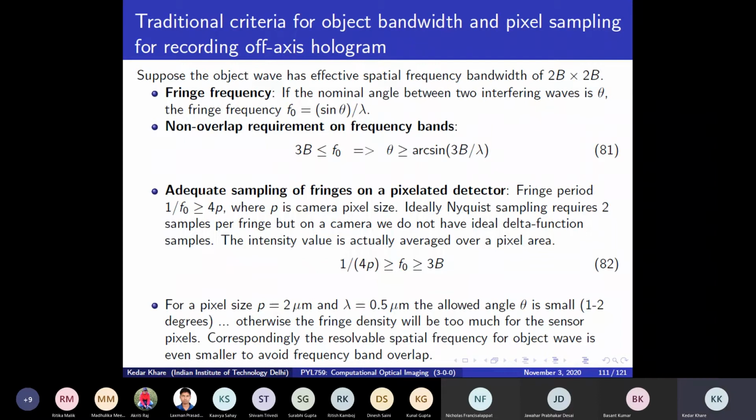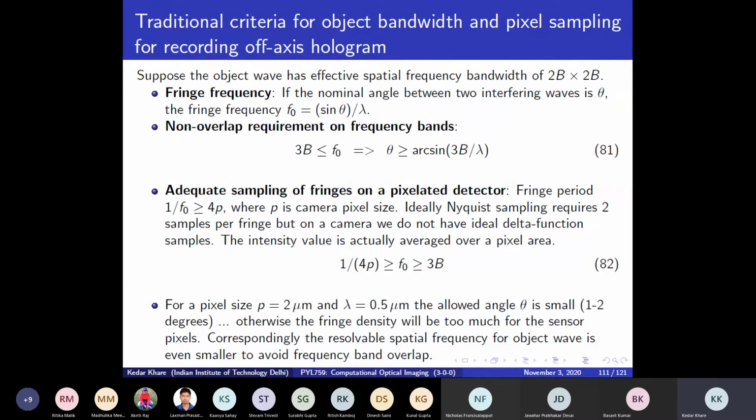So if you actually calculate this, if you take lambda as 0.5 and p as say 2 microns, the allowable angle, meaning from the first condition, the condition is theta is greater than or equal to something. But in the other condition, theta is going to be smaller than something else. As a result, the largest allowable angle typically in a digital holography experiment will be something like 1 to 2 degrees, not more than that, depending on the pixel size. So you can try to calculate this if you want.